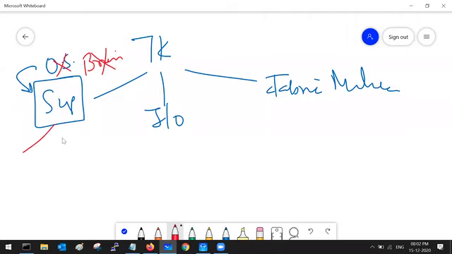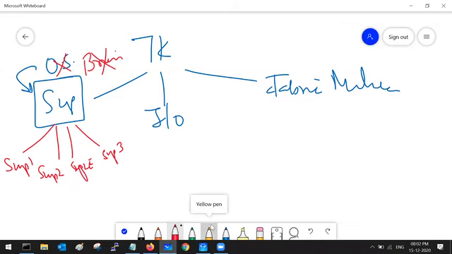So in Nexus 7K, we have got different kinds of supervisor engines. We have supervisor 1, we have SUP 2, we have SUP 2E, and we have SUP 3, right? So there are 4 different types of supervisor engine in your Nexus 7K switch. Now, what is the difference between these supervisor models and what is the use of them? We are going to look at that in the later part of the class when I come to the topic of VDC.